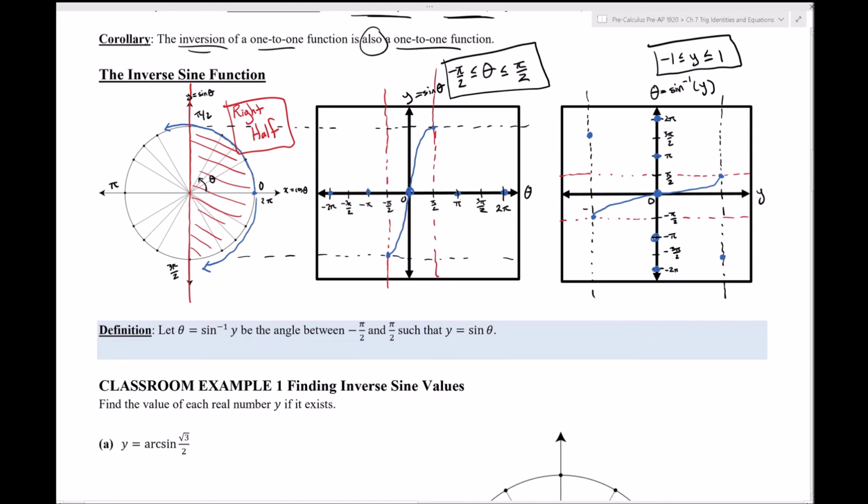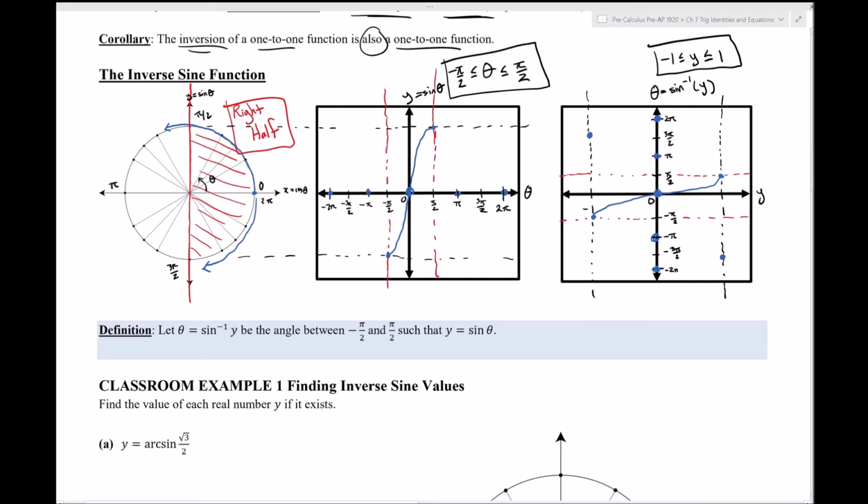This is how calculators are programmed to work with inverse sine. Inverse sine on a calculator or on other computer calculators and stuff like that, they define inverse sine for angle values only between negative pi over 2 to pi over 2. So if you use inverse sine in a calculator or a computer program, it's only going to spit out a number between negative pi over 2 to pi over 2.